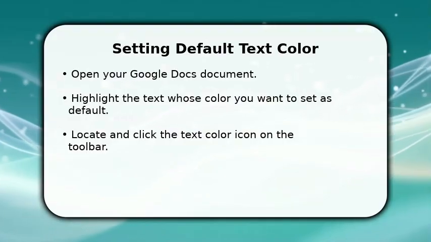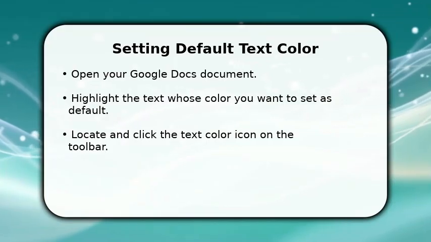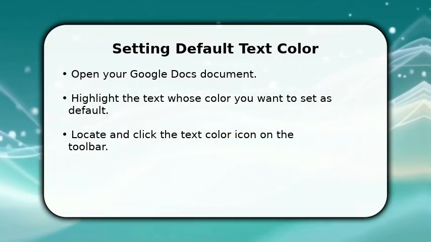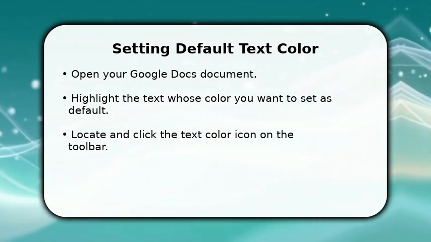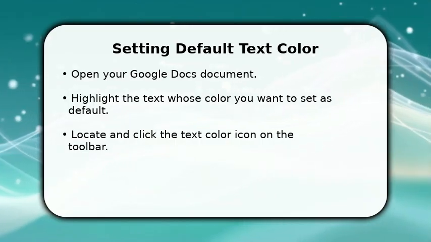In this video, I will show how to change the default text color in Google Docs. First, open your document and highlight some text that has the color you want to make default.